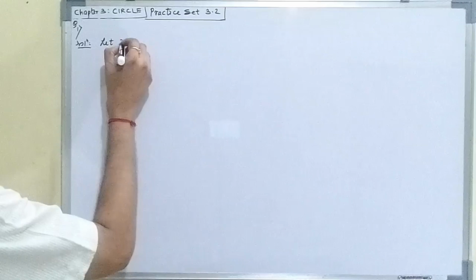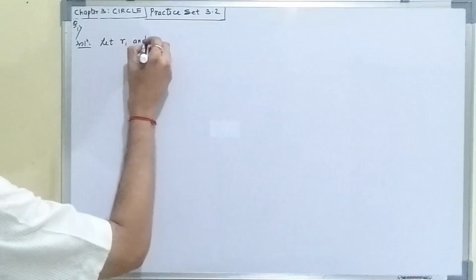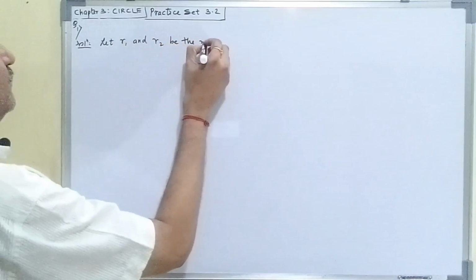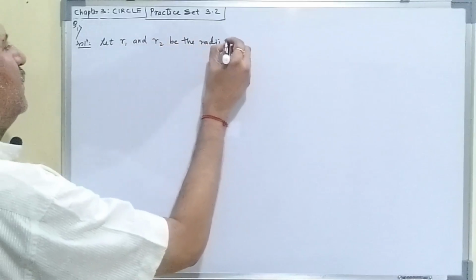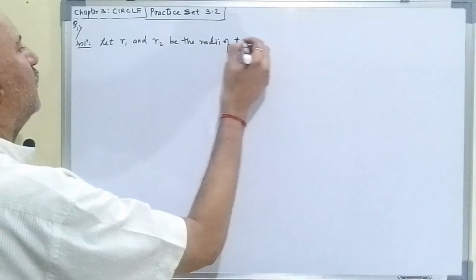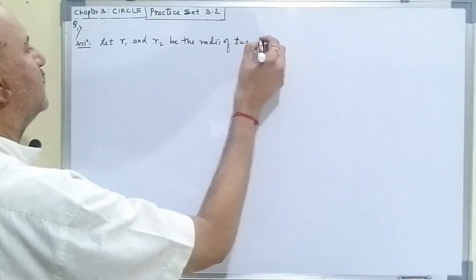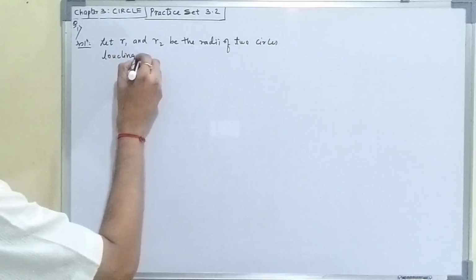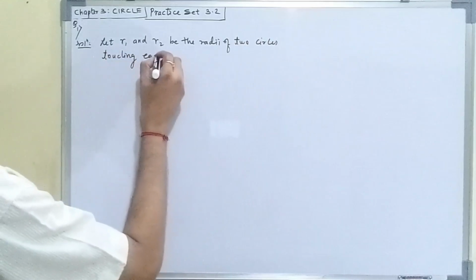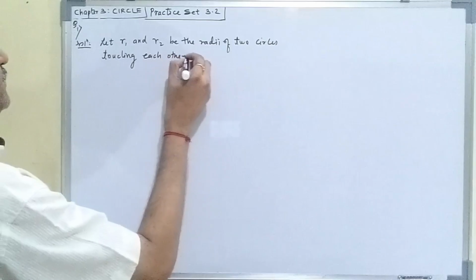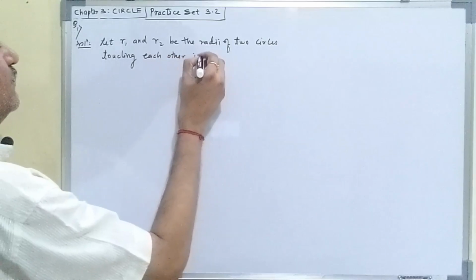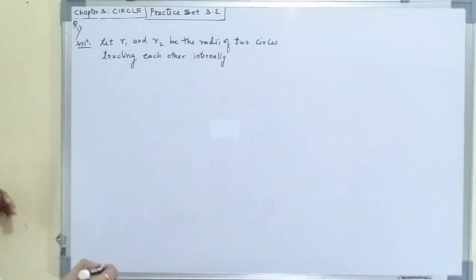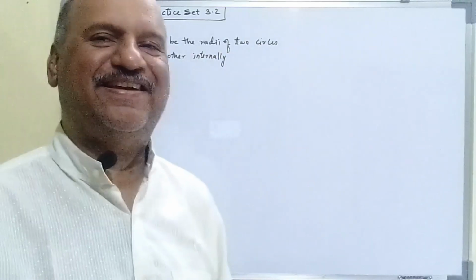Let R1 and R2 be the radii of two circles touching each other internally. हाँ, एक बात मैं भूल गया आपको बताने के लिए.